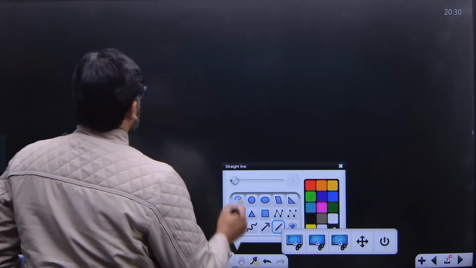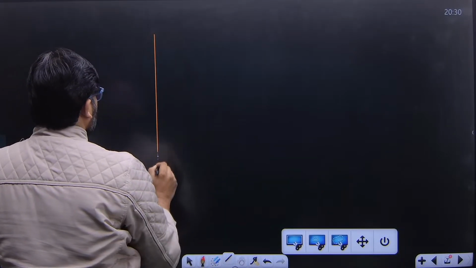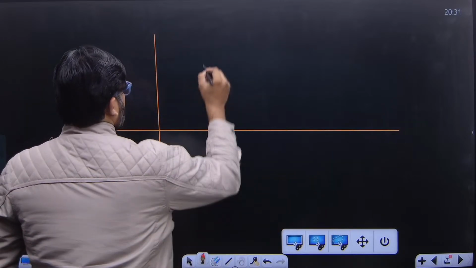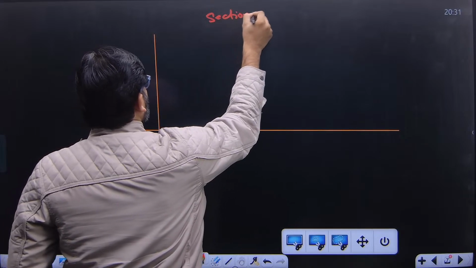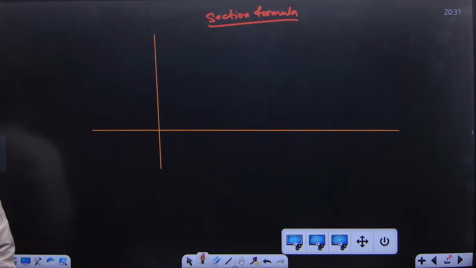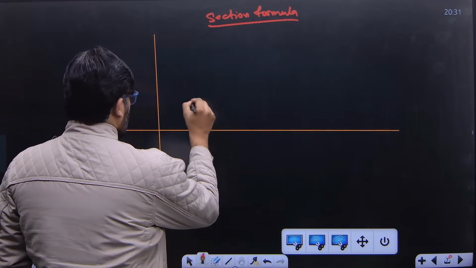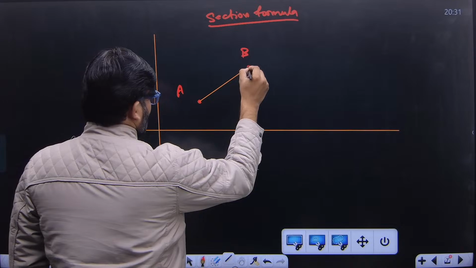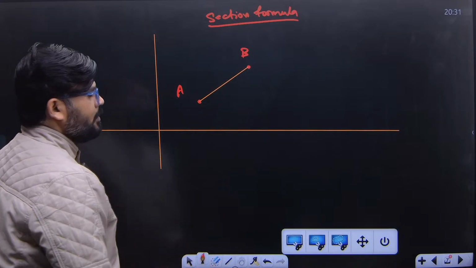Now let us see another question. Let us understand a different formula now. Now we are going to learn the section formula. Section formula involves the ratio. If a point divides a line in a certain ratio, what will be the coordinates of that point? Suppose that there is a point A and then there is a point B. If I join them, it is going to be AB, right?